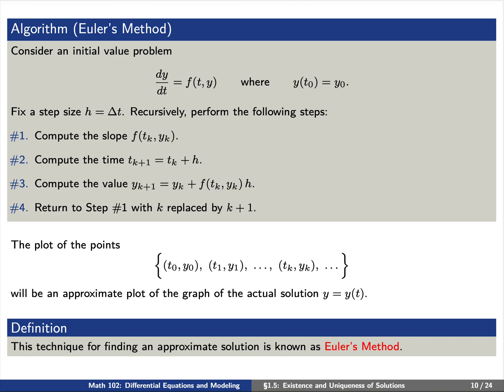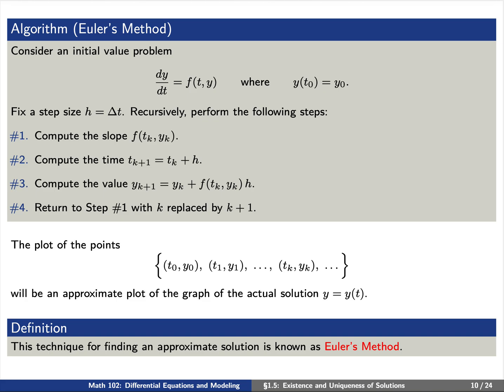Second, update the time and consider t_{k+1}, which is t_k plus the step size h. Third, compute the new value y_{k+1} equals y_k plus f evaluated at (t_k, y_k) times the step size h. And finally, we'll return back to the first step by replacing k with k plus 1.